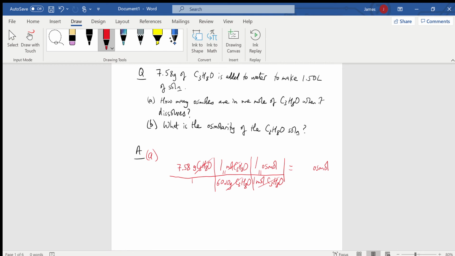How many osmoles? Okay, I'm looking at this and I'm thinking, do I need the volume? How many osmoles are in it when it dissolves? Yes, I do. I think I was right initially, and then I started to doubt it. I do, because I need to know. So I believe I need the 1.50 liter of solution. I'm feeling more and more confident that that's what I need. So let's see why. The question reads, how many osmoles are in 1 mole when it dissolves?